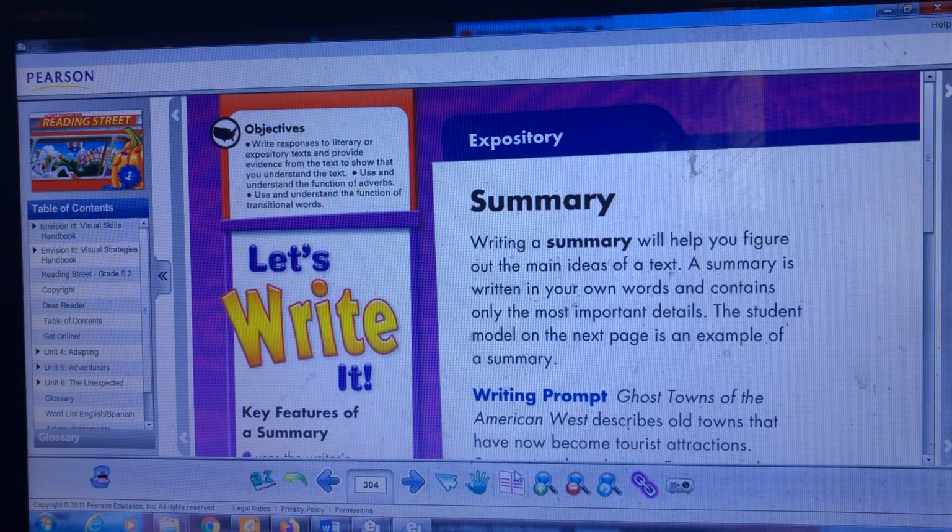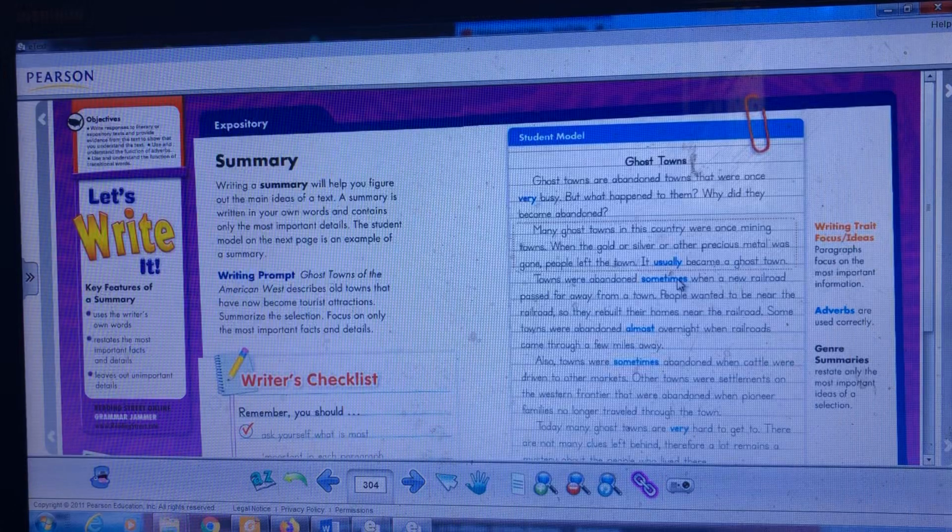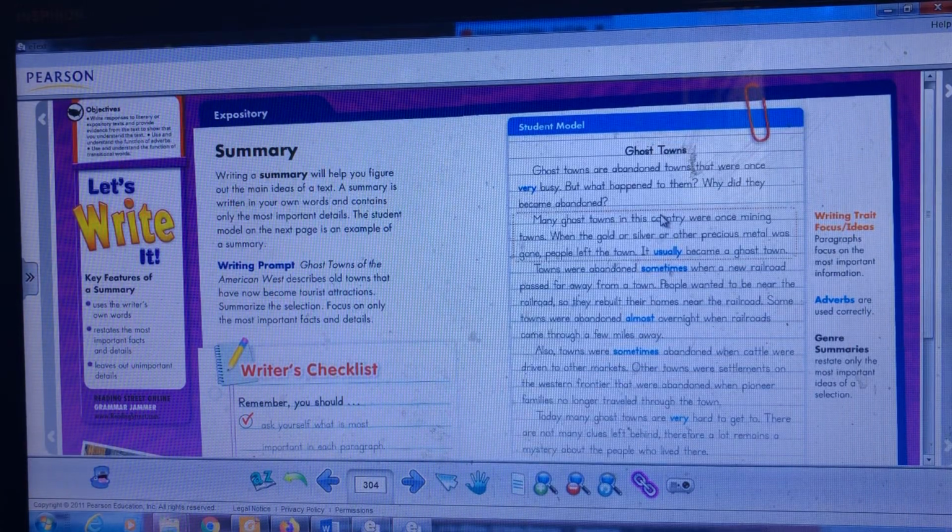We have got a student model here on the right to show us. Yeah, this is a student model here about ghost towns. It's going to help you a little bit to know how to summarize a story. Listen together and we will go back again to the tips of writing a summary. Listen.